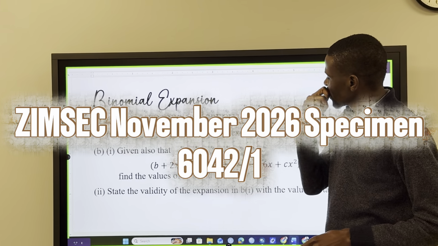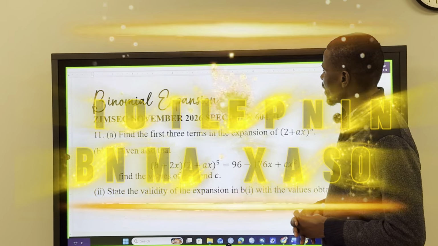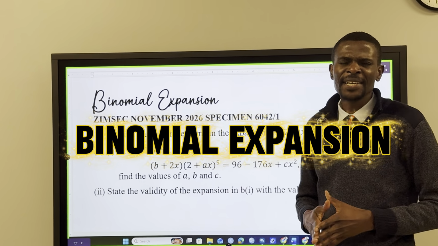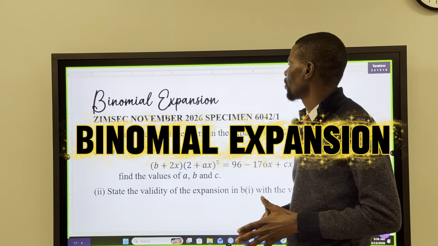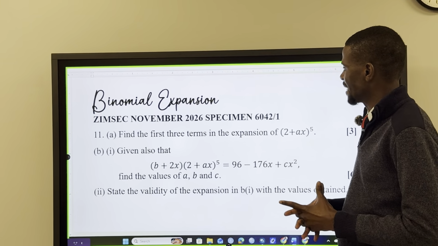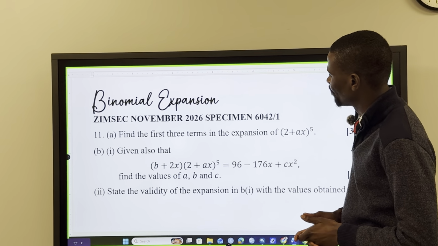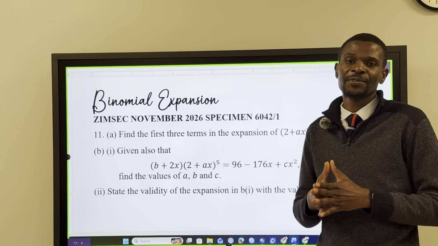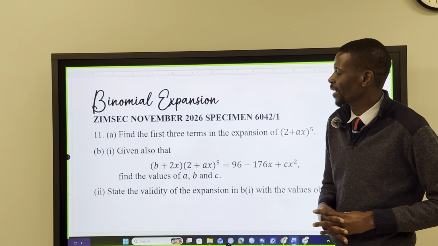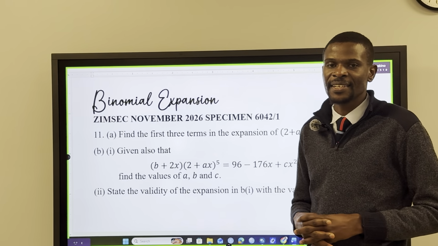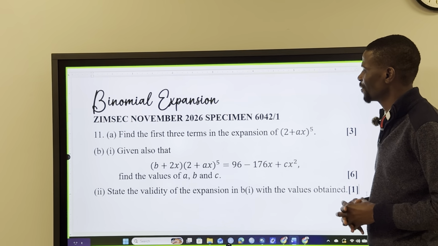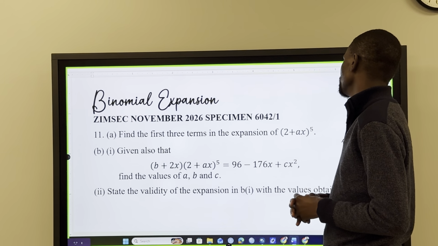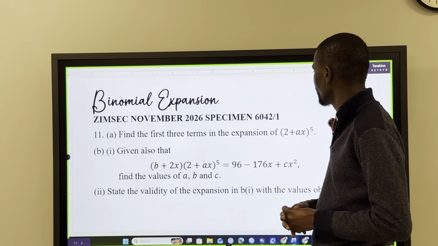So in this question, we are working on binomial expansion. So let's expand only as far as needed. All right, that is ZIMSEC November 2026, specimen 6042/1. Okay, the question is number 11, and it reads, Part A, find the first three terms in the expansion of (2 + ax) to the fifth power.